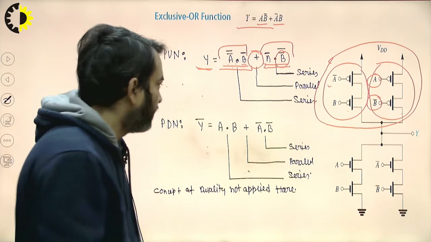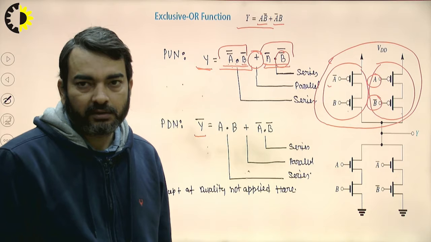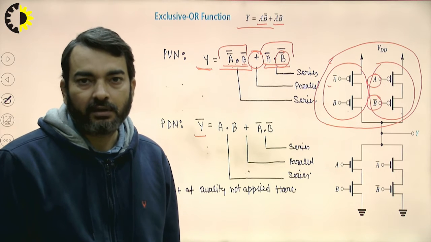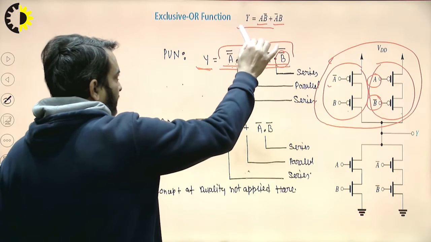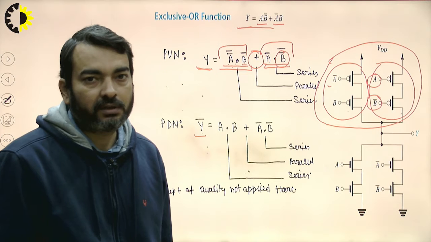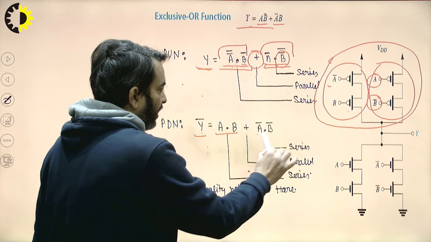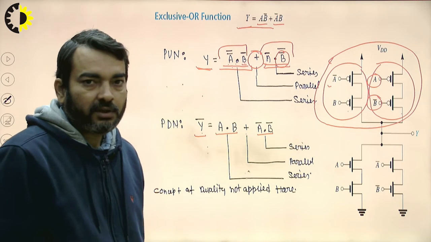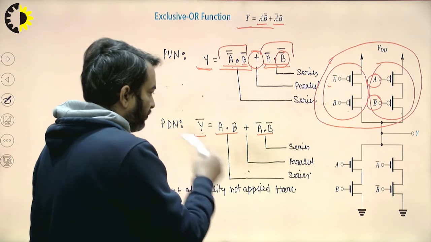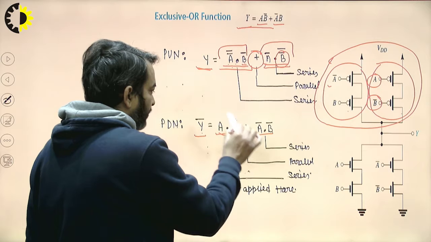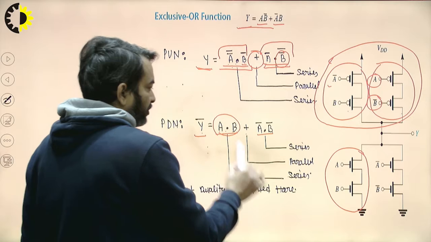For the pull-down network, we will use the complemented output as a function of normal variables. If we complement this, the complement of XOR is XNOR. So we will say this is A dot B plus A bar dot B bar. Again, for the first term there is no problem: a series connection of two NMOS with inputs A and B.